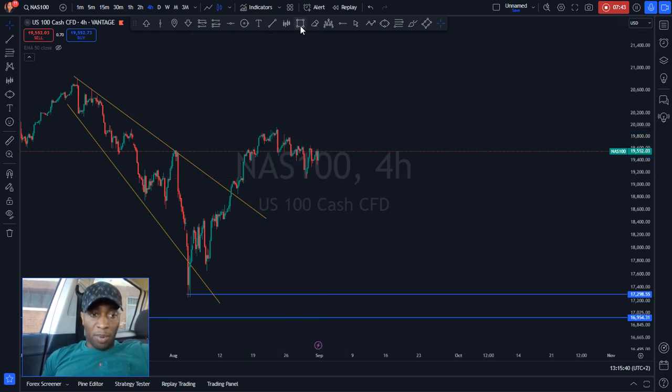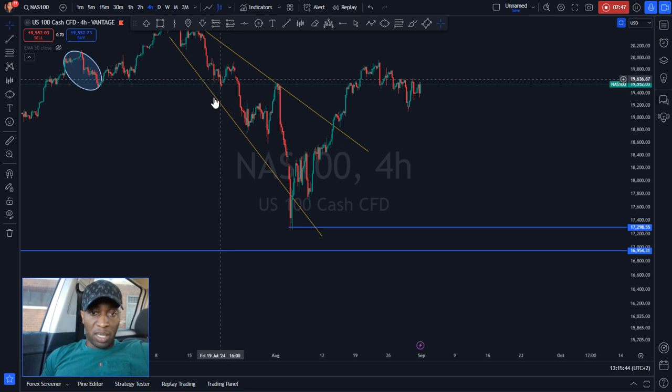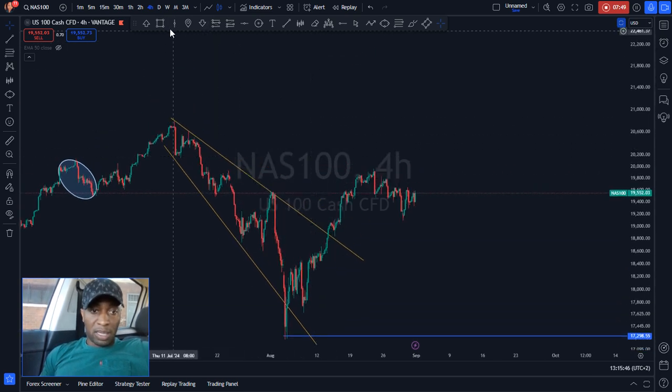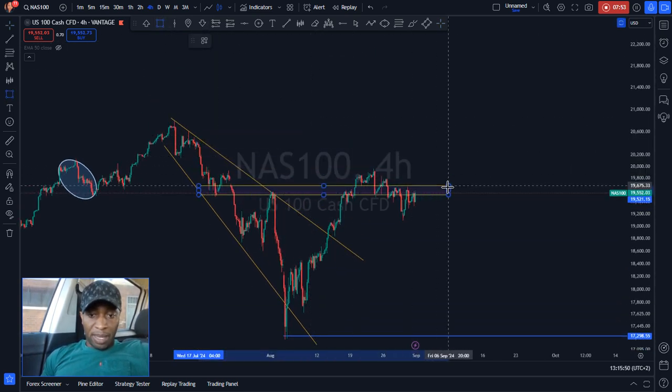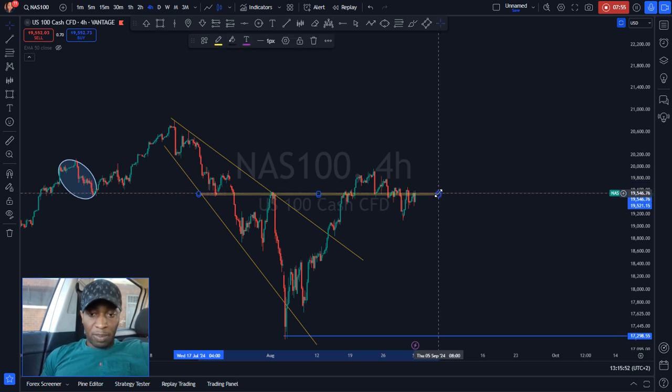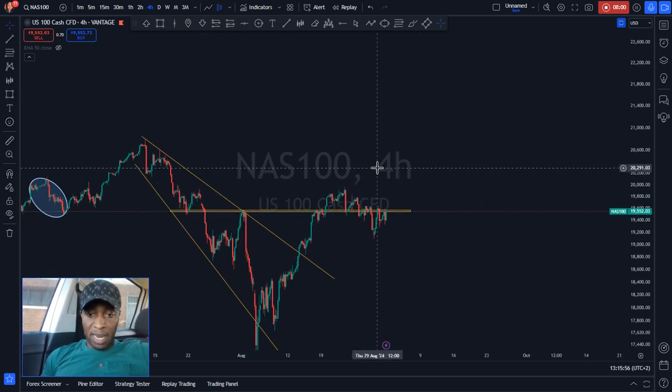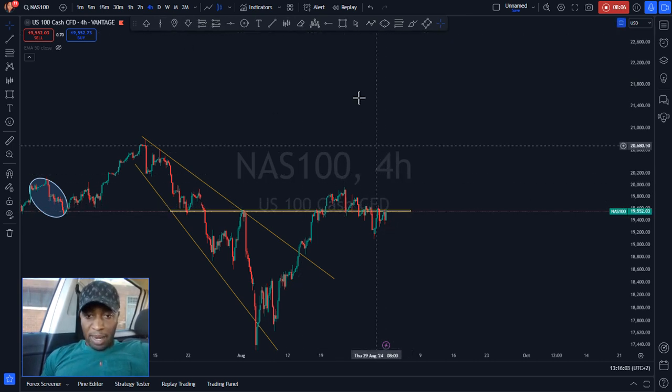Now we have to be careful of this zone right here. As you can see, there was this zone right here. It was once support and resistance. So we just want the market to break this level right here. If the market can give us another candle that is going to close above this level right here, something like this, then we would know, okay, now we are good to go.